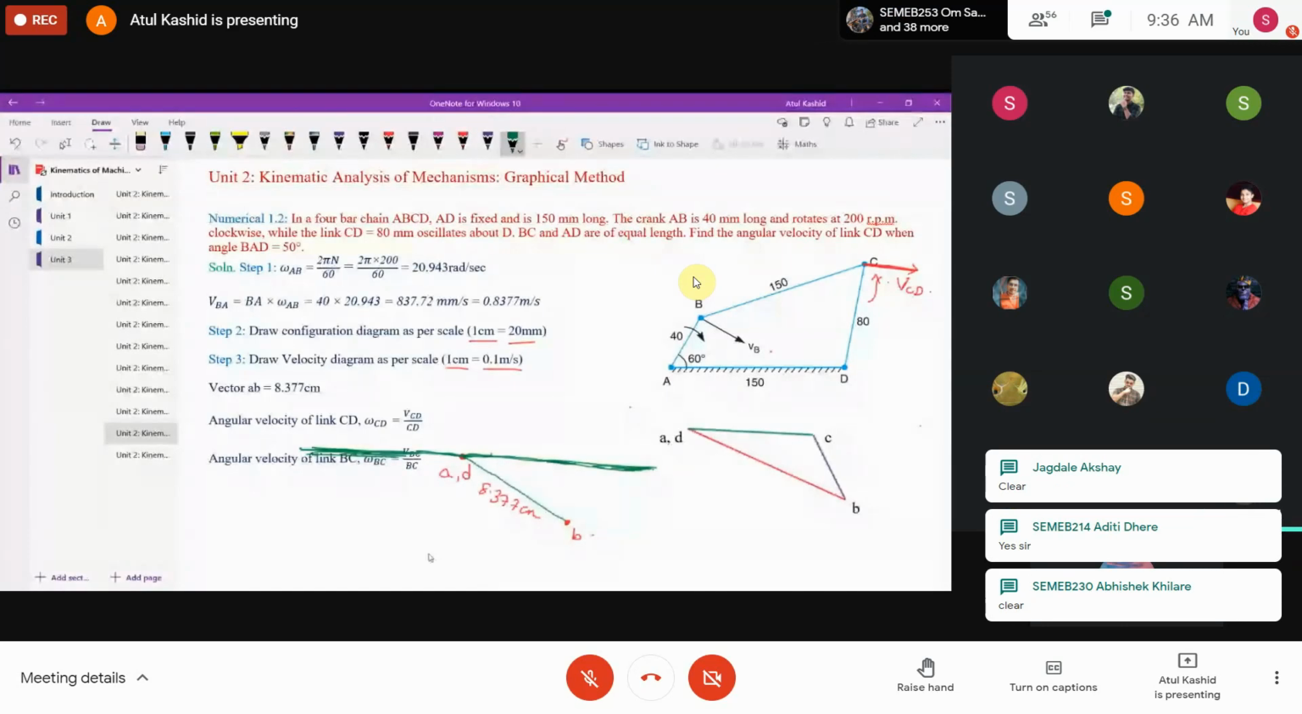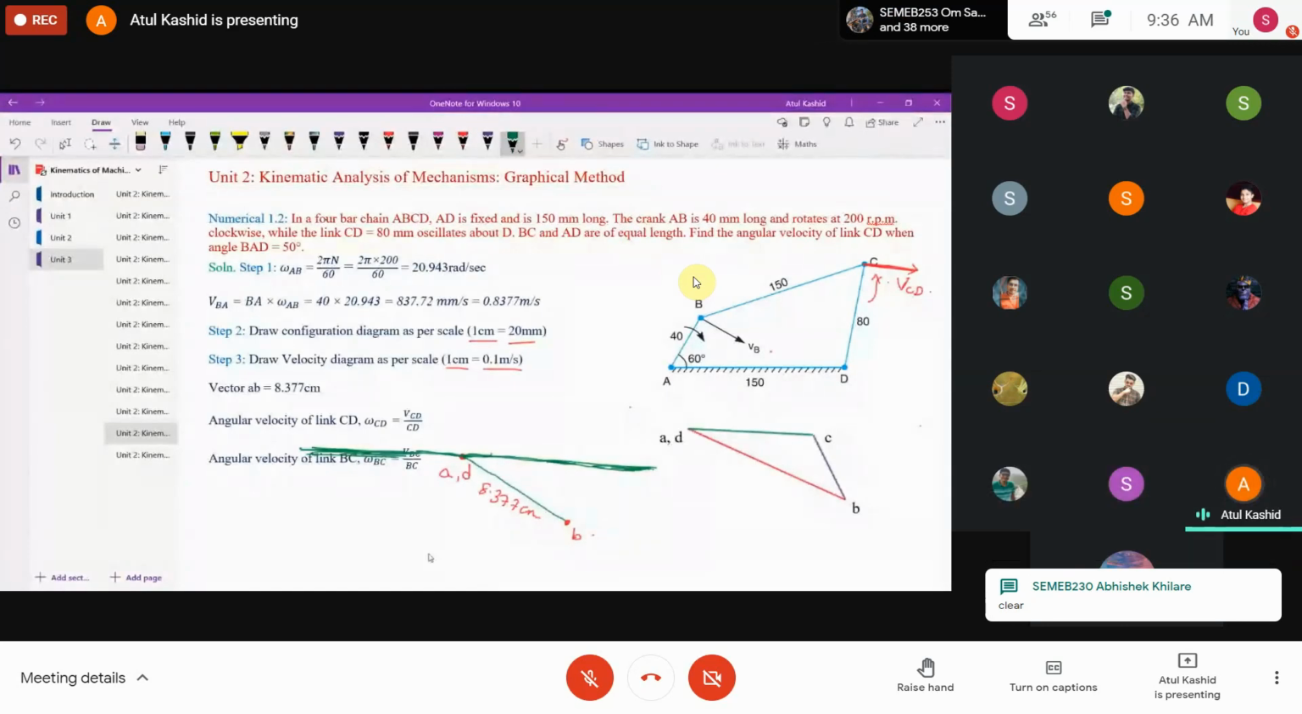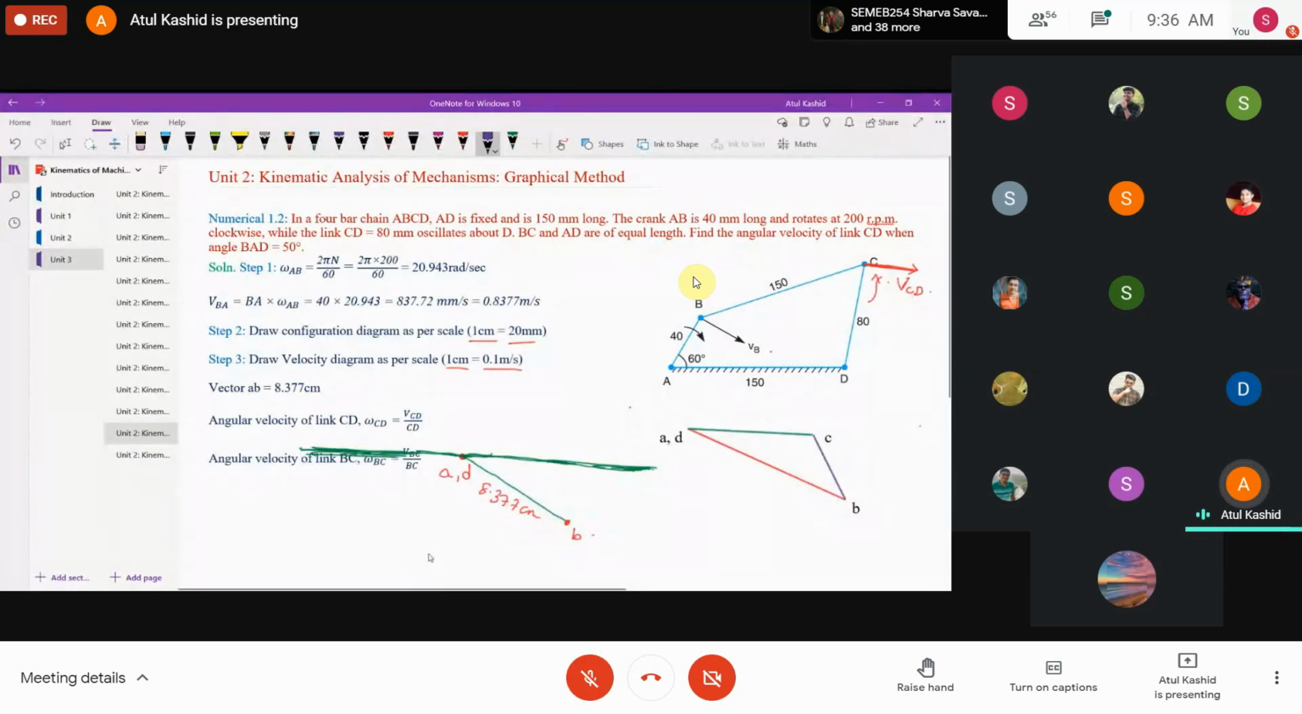हमें क्या करना है अभी, सी पॉइंट को लोकेट करना है. सी पॉइंट अगर आप कॉन्फ़िगरेशन डायग्राम में देखोगे तो वो होगा बीसी और सीडी का इंटरसेक्शन, राइट? So intersecting these two lines, we are going to get the point C. So similar is the thing in the velocity diagram also. Now what we have done, we have only drawn the direction of the link CD, and we have extended that direction to both the sides of the point A comma D, right?